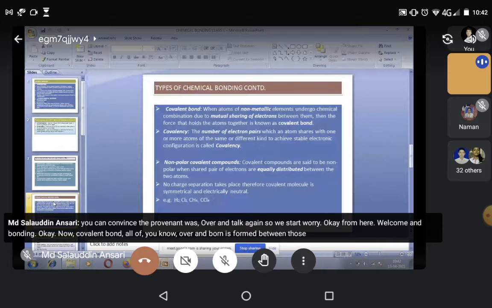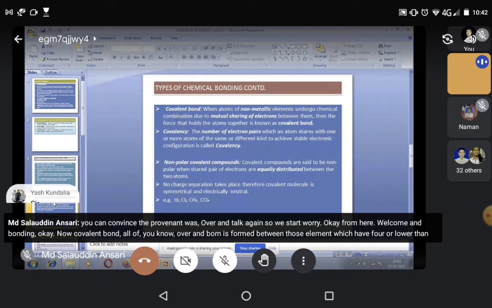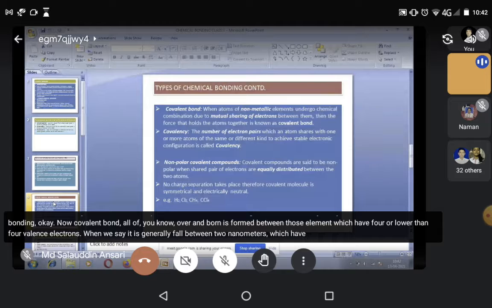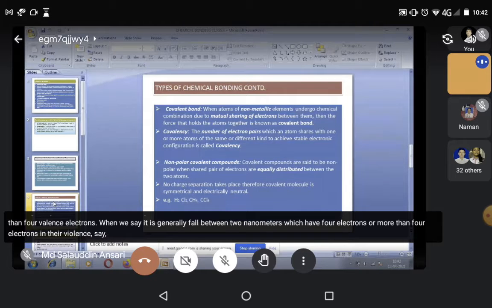Between those elements which have more than 4 valence electrons. So we'll say it is generally found between two nonmetals which have 4 electrons or more than 4 electrons in their valence shell, and it is formed by the mutual sharing of electrons. The atoms involved in covalent bond formation usually share their electrons.